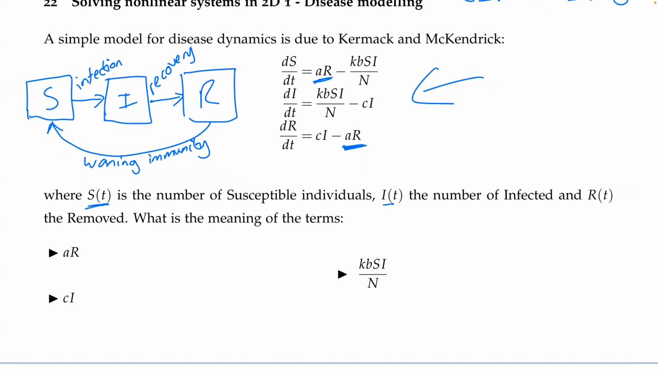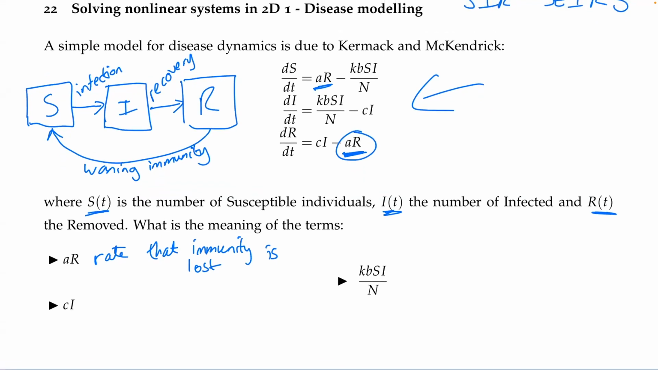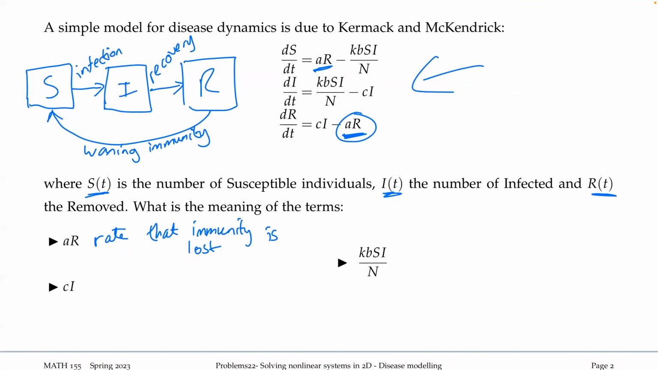Okay, so if S(t) is the number of susceptible individuals at time t, and I(t) is the number of infected individuals, and R(t) is the number of removed or recovered individuals, we can think about what is the meaning of these different terms in our model. So I've mentioned this aR already. This is the rate that immunity is lost. In other words, our waning immunity. So a is just some parameter here. These are all positive parameters. And it's telling us the rate at which individuals go from R to S. So this is waning immunity.